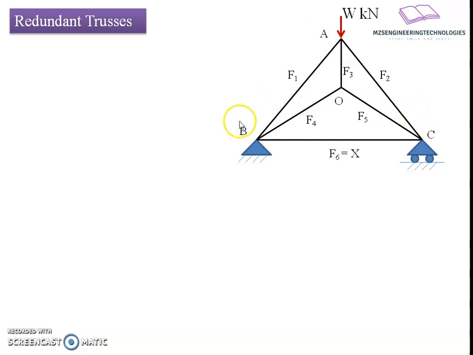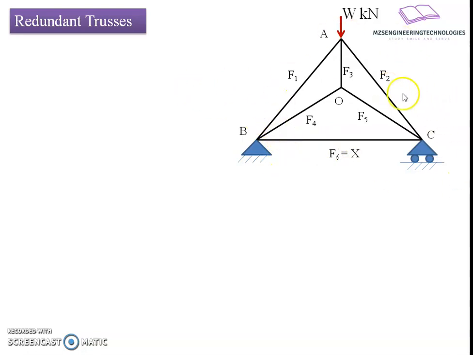Let us continue with analysis of indeterminate structure. The given frame is a compound frame having end supports at B as a hinge and support at C as a roller support, and a vertical load W kilonewton is applied at the joint A. It is supposed to find out the member forces of the given frame.